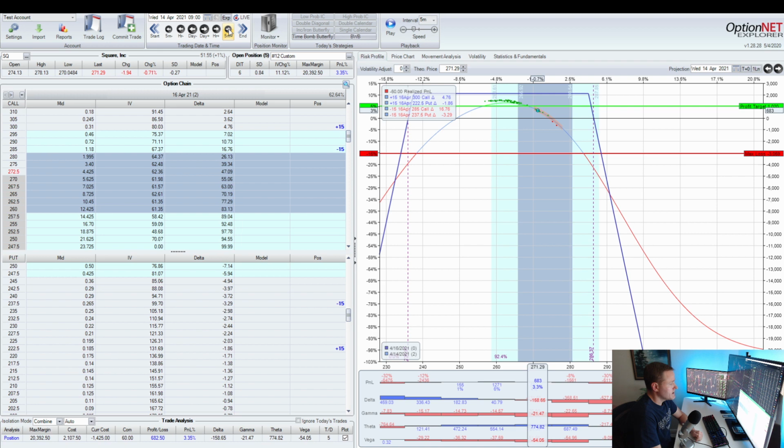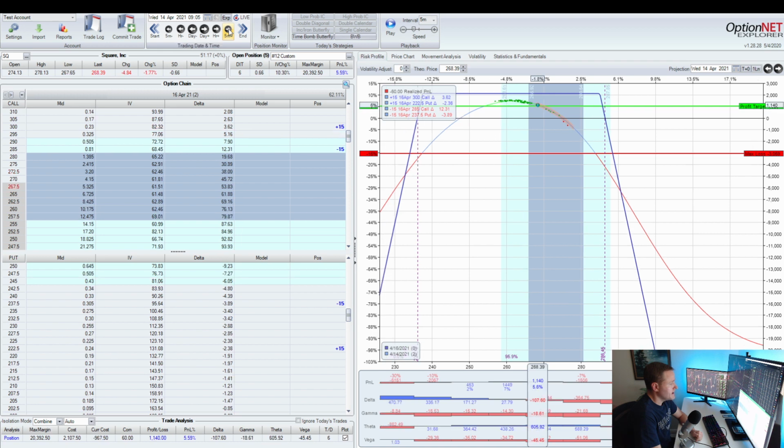Square is still trading around 271 a share, and then by 9:05, Square drops to 268. So Square dropped dramatically there. It dropped a couple of points. So we're getting back towards that max profitability zone here around 260. If Square can get down to 260, that's where we're going to get the most profit out of this trade.